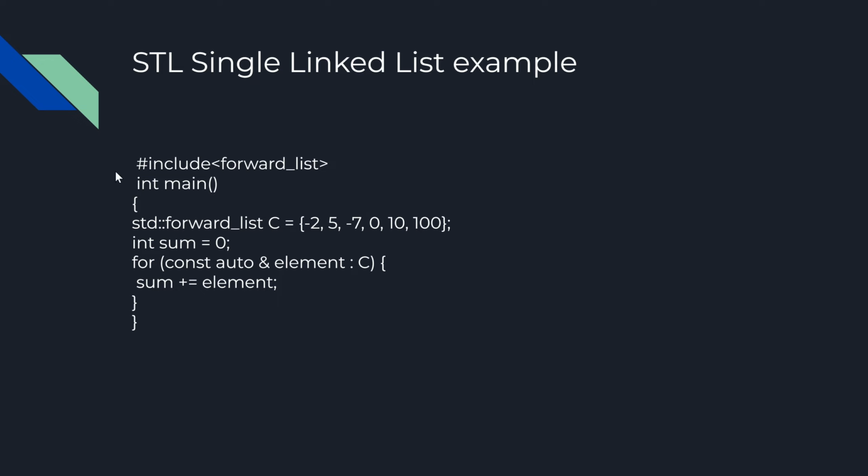STL singly linked list example. int main, std::forward_list C equals -2, 5, -7, 0. This is the singly linked example. int sum equals 0. For const auto element : C, sum plus equals element.